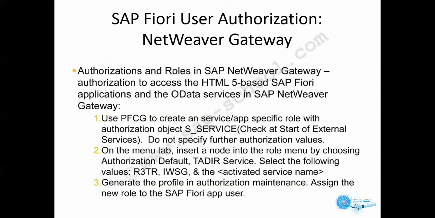Now on the right hand side we can see the screenshot wherein I have the role name, the technical name of the role, and the description of that role. So basically these are the default roles which are available to us for the fact sheets. Then comes the authorization and roles for the launchpad.